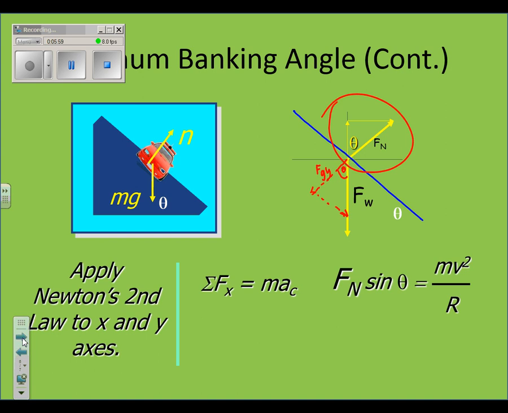And then we could say our F of n sine theta, because we're really talking about this force right here. This is my F of x. And my F of n sine theta would then equal my mv squared over r. And then my F of y would be 0, because we don't want there to be any friction. So we don't want any of that to be going on.